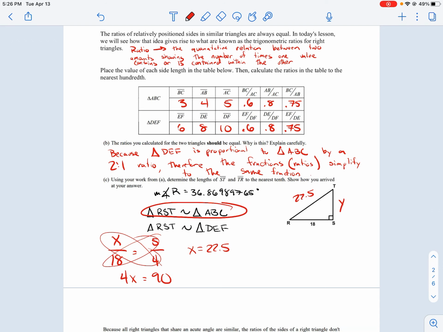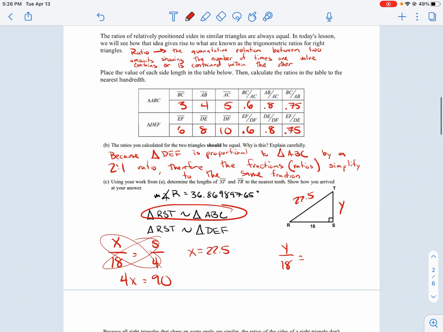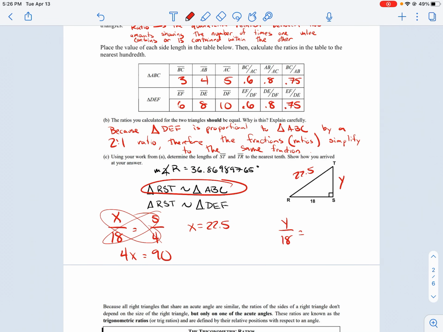And then y, we're going to do the same thing. So y over 18, we're going to go up to that corresponding side. BC is that corresponding side, so ST is the side we're looking for. So 3 over, again, 4. And we cross multiply, so we get 4y is equal to 54. And so y is equal to 54 divided by 4, right? 13.5. Okay?